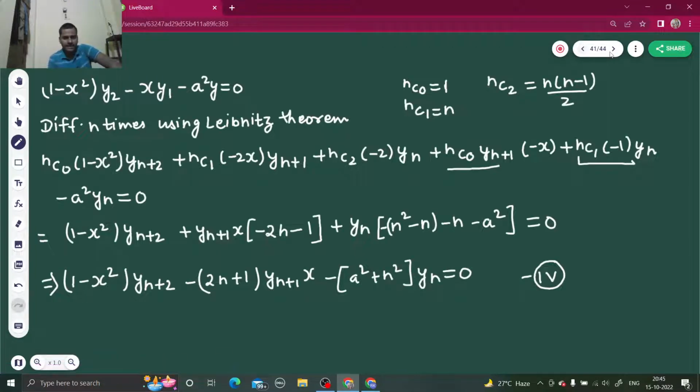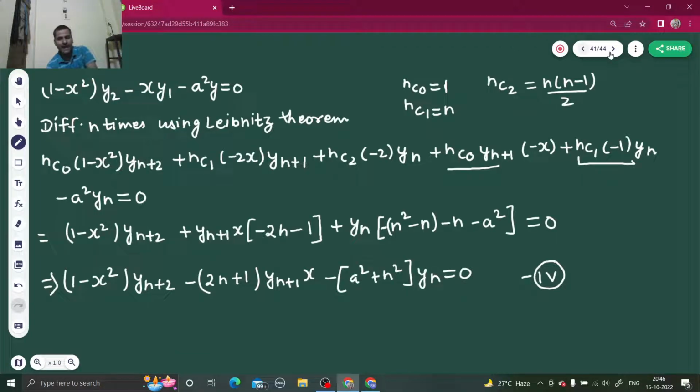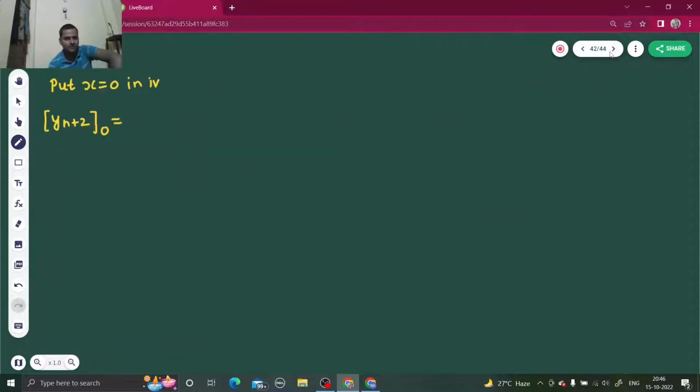So we are getting, take this negative term to the right, so we are getting yn+2, and this we are calculating at 0. I am writing 0, that means x equals to 0, equals to, this goes to the right, becomes positive, a² plus n² yn. No terms of x was there. a² plus n² yn, and this also yn we are calculating at x equals to 0. Okay, so this is what we are getting. Fine. Let's name this equation number 5.